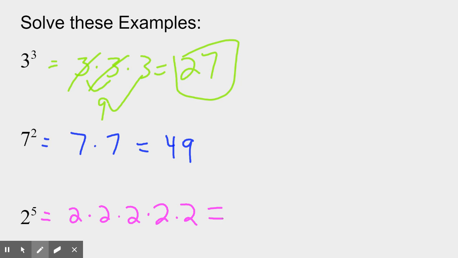So if I go through and multiply, 2 times 2 is 4, mark those off. Times 2 is 8, mark those off. Times 2 is 16. Mark those off. Times 2 gives me 32.